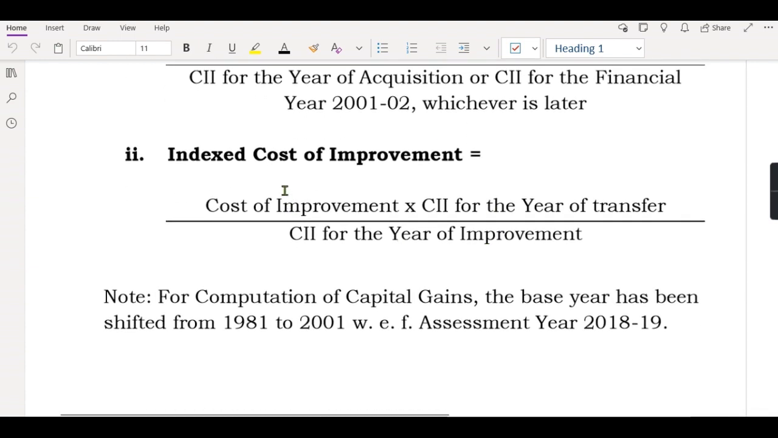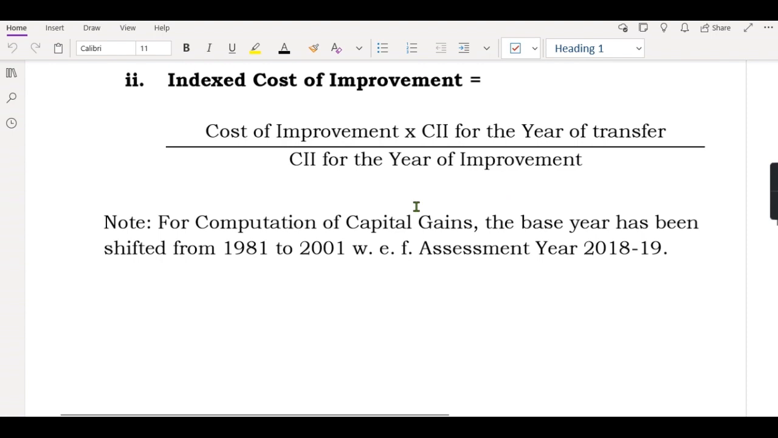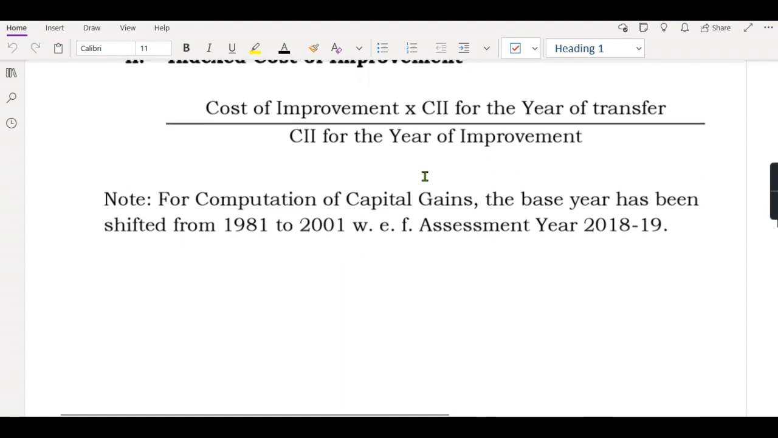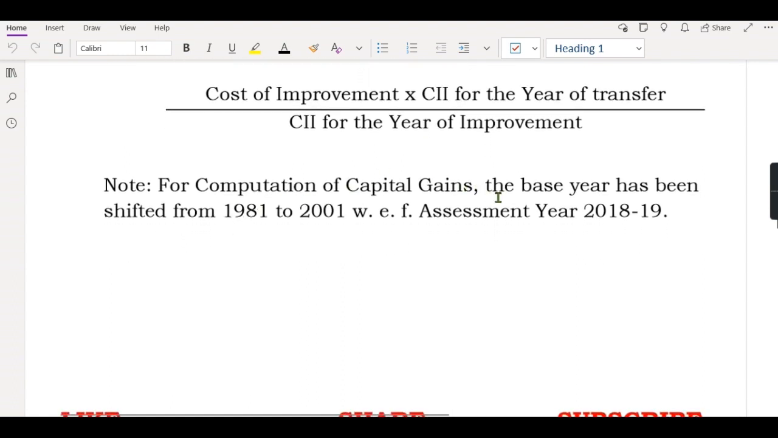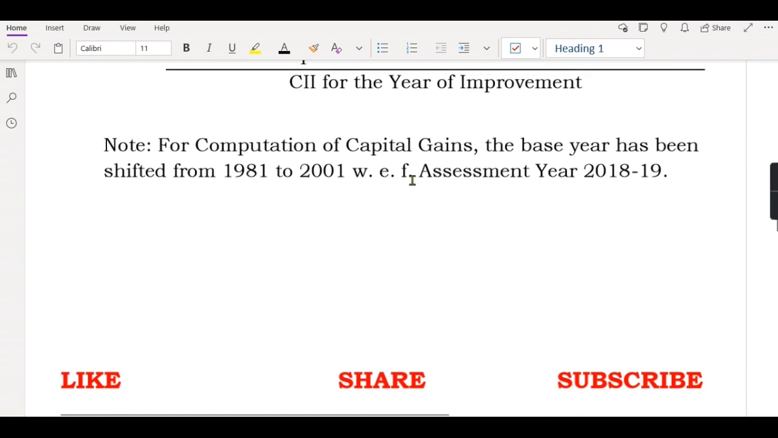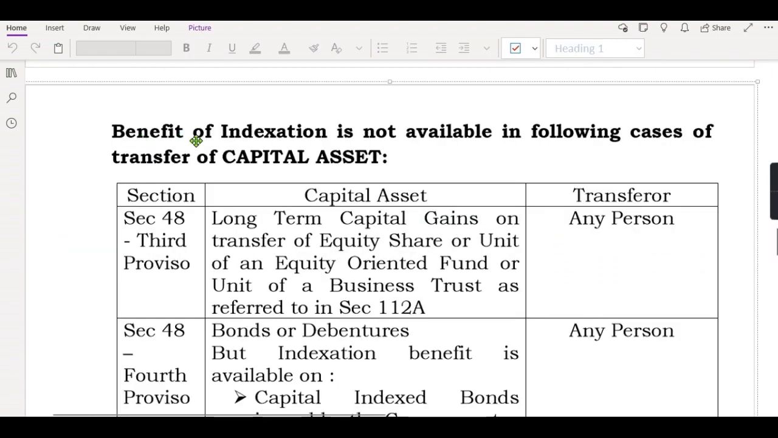Second, indexed cost of improvement. The formula is cost of improvement multiplied by cost inflation index for the year of transfer divided by cost inflation index for the year of the improvement. Note, for computation of capital gains, the base year has been shifted from 1981 to 2001 with effect from assessment year 2018-19. Benefit of indexation is not available in following cases of transfer of capital asset.